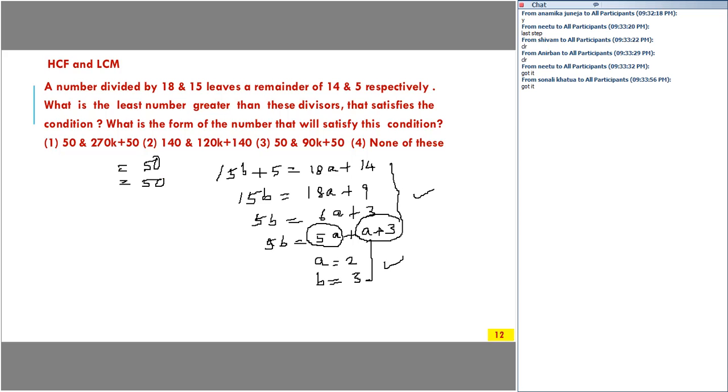What's the next value of a that will satisfy this? Will 7 satisfy? If a is 7, what is b? Find out. 9. Substitute here. When I substitute 7 and 9, what happens here? It becomes 140, or not?